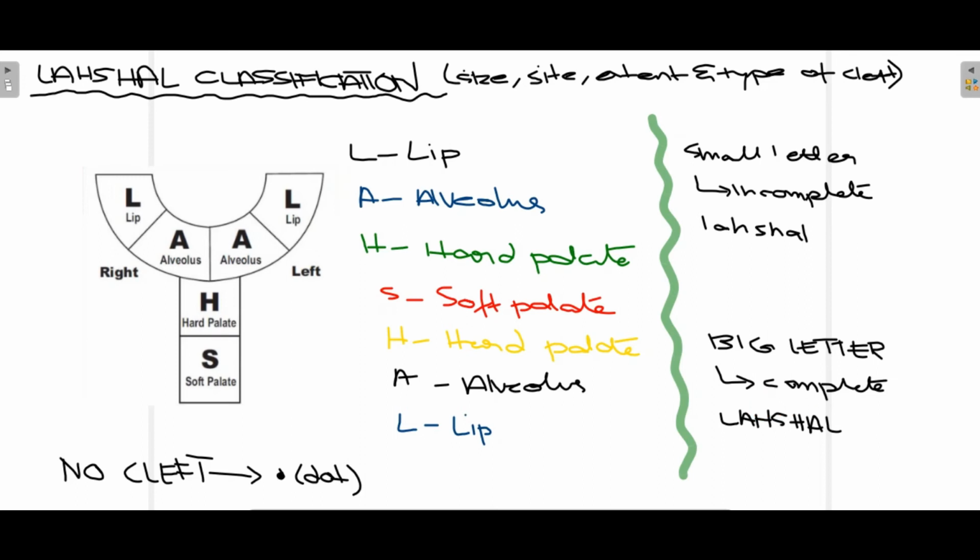On the other hand, if you use small letters to define a patient's condition using Lachal's classification, for example like this, it means that the cleft is incomplete. And for example, if a patient has no cleft, we simply put a dot. So if we use LA letters on this side only, it means that patient has right-sided defect, and if we use LA of this side, it means that patient has left-sided defects. Now let's talk about some examples so that we can make this concept even better.